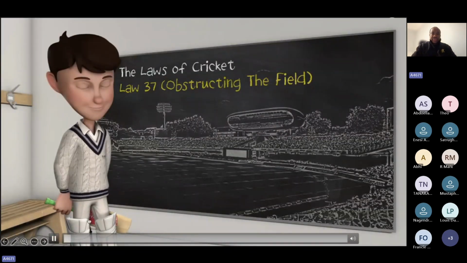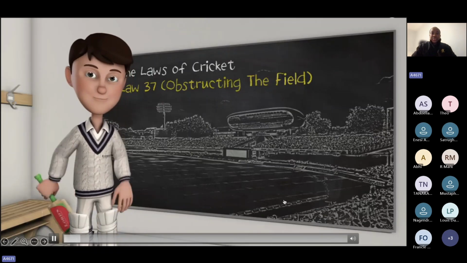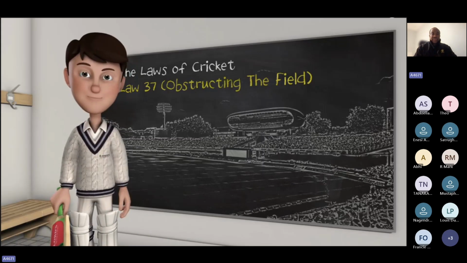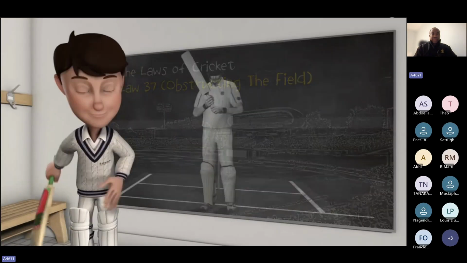Obstructing the field. A batsman is out obstructing the field if he or she willfully attempts to obstruct or distract the fielding side by word or action. Like this, for example. Thank you, Tommy.